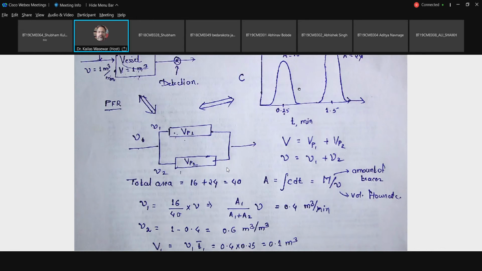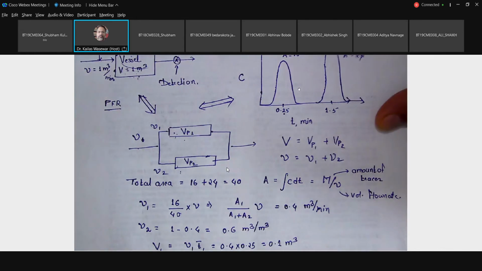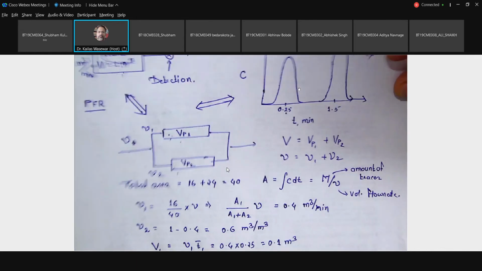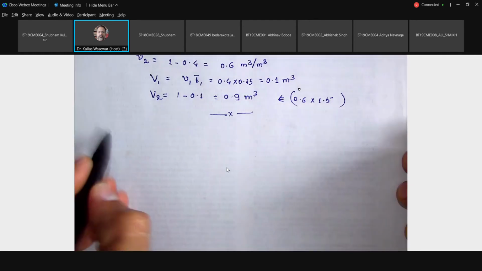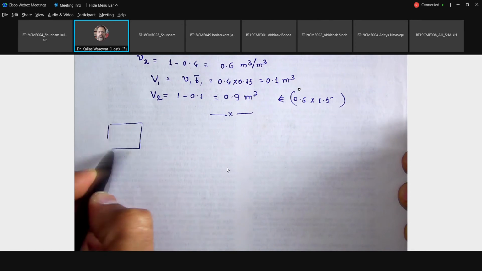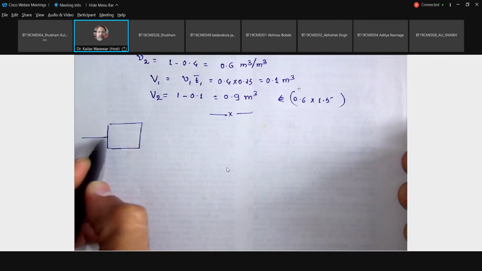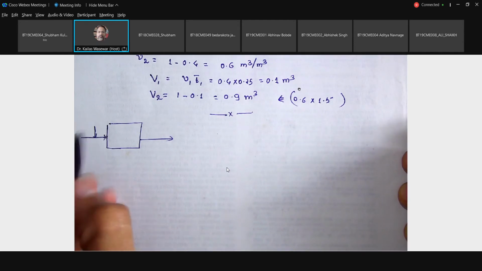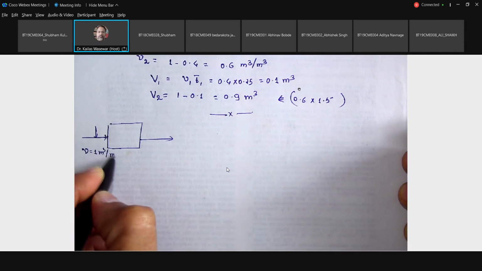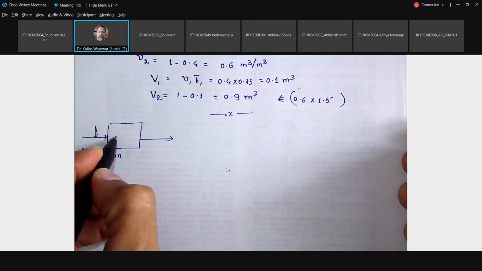Having the same condition, again that we can write it here. Very simple calculations. Nothing is tough there. Again, same one reactor. We are putting the pulse input, having V equal to 1 meter cube per minute with 1 meter cube as the volume.